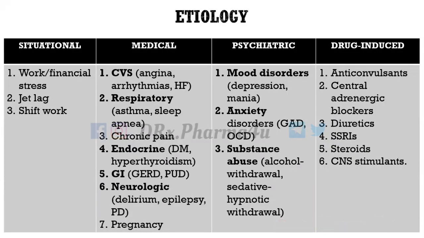Now, if you look at the etiology of insomnia, see, there are so many reasons for insomnia. It is very hard to explain, but just some things have been summarized here. So we have situational causes, we have medical causes, we have psychiatric causes, and we have drug-induced causes as well. Now, if you talk about situational causes, work or financial stress, obviously, that is something everybody is going through right now. Jet lag, if the time zone changes, that can also affect your circadian rhythm, especially if you are going from one country to a very distant country.